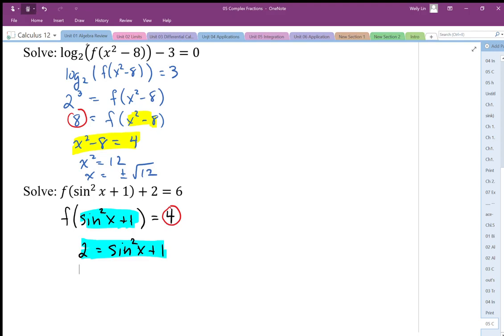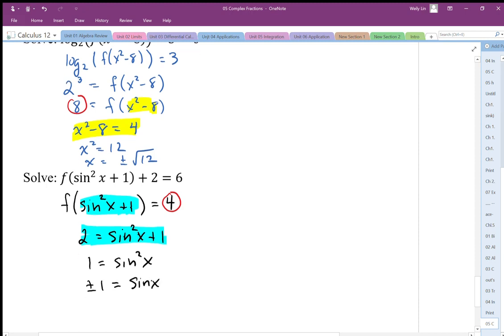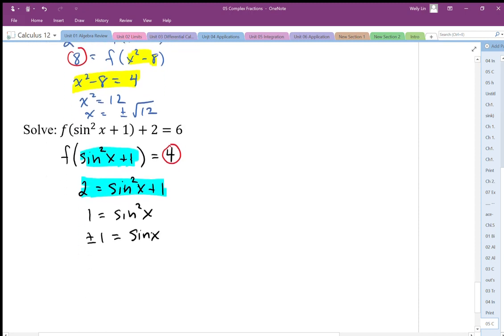Now I could do the rest of this. Subtract 1 from both sides. Okay, I need to undo the squared, so I'm going to end up with plus minus. Okay, and then to solve this equation, I can just use my circle. Okay, where is sine equal to positive 1 and negative 1? Well, the x must be equal to pi over 2 or 3 pi over 2.